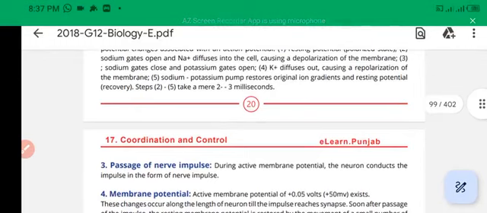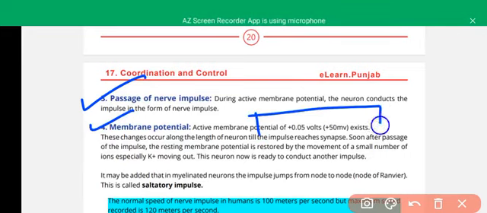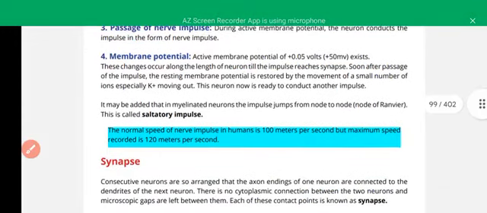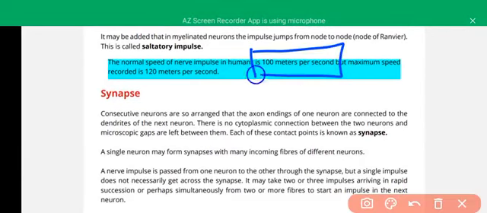Here is the whole passage of the nerve impulse: during the action potential the membrane potential becomes negative outside and positive inside, about positive 50 millivolts. We will also study saltatory impulses, where at the nodes of Ranvier impulses move from one node to another node, which is called saltatory conduction. The speed in a myelinated motor neuron is 100, and the maximum is 120 meters per second.